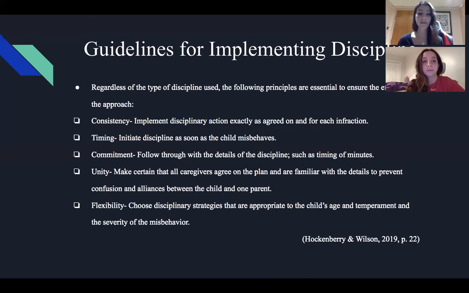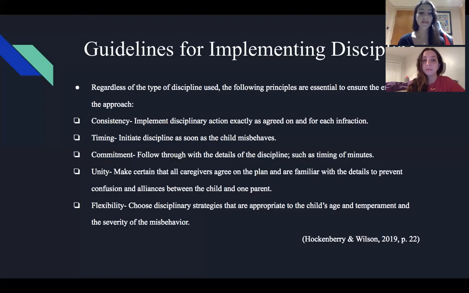Unity: make certain that all caregivers agree on the plan and are familiar with the details to prevent confusion and alliances between the child and one parent. So if one parent is implementing discipline and the other parent is not following through, then the discipline the one parent is implementing will not be effective because there's no consistency and the parents are not on the same page when it comes to disciplining the child.